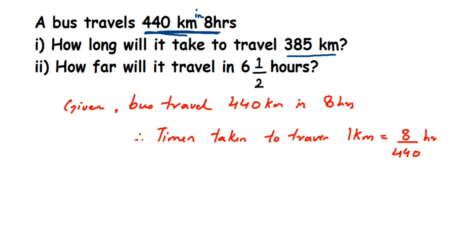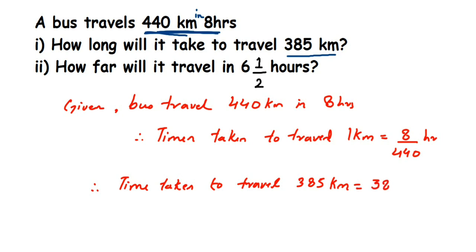Now once we got it for 1 kilometer, we can find out for 385 kilometers. So therefore, the time taken to travel 385 kilometers will be equal to, you have to just multiply 385 by 8 by 440 hours. That's it. So you have to just cancel numbers and then you will get the answer.